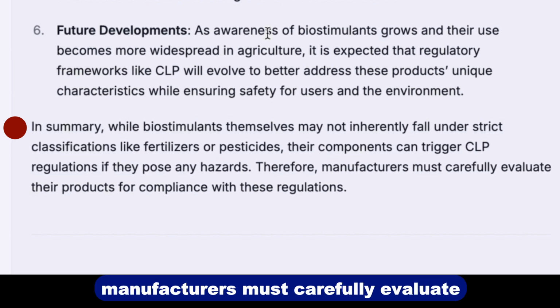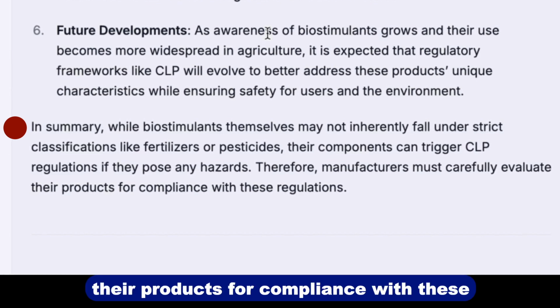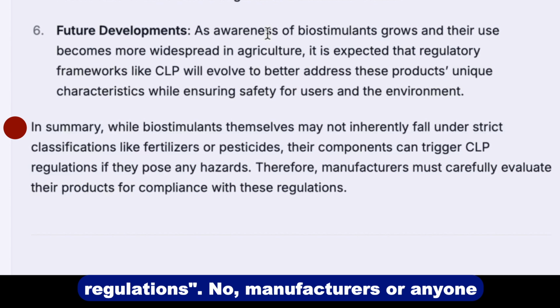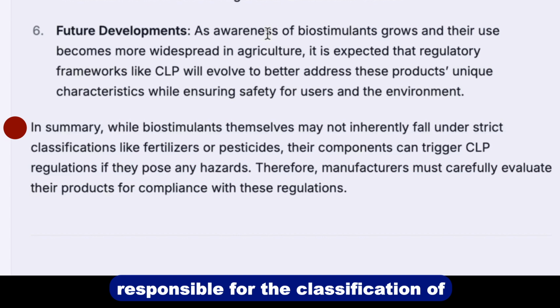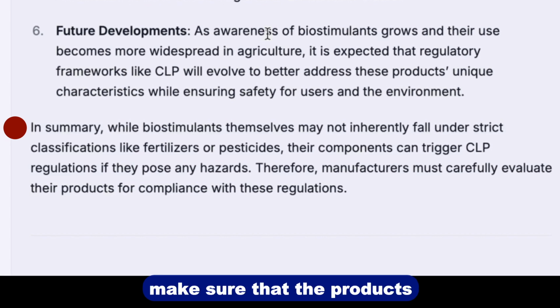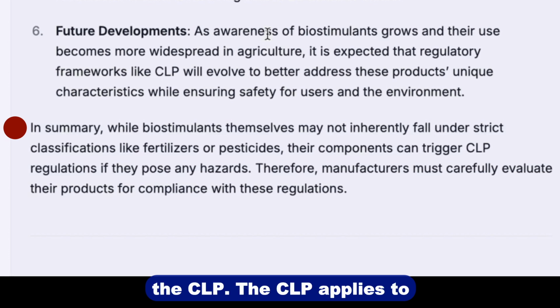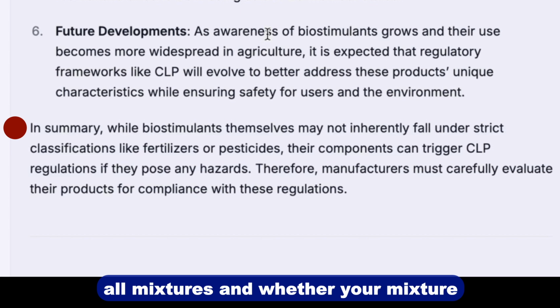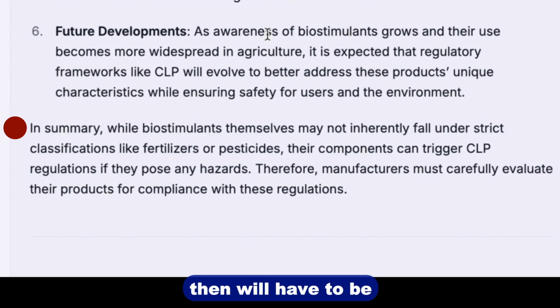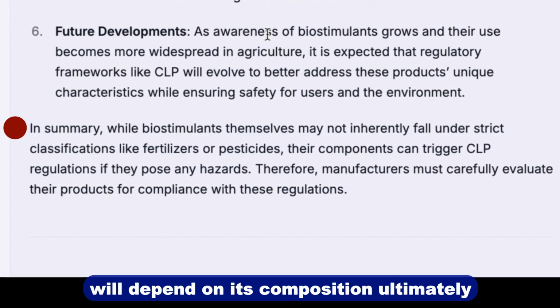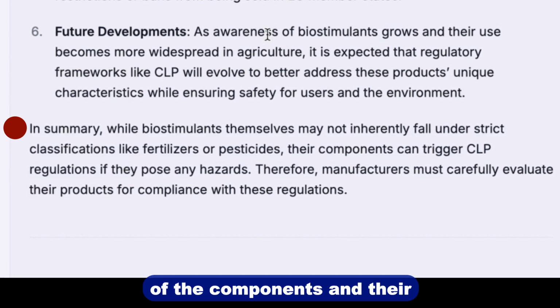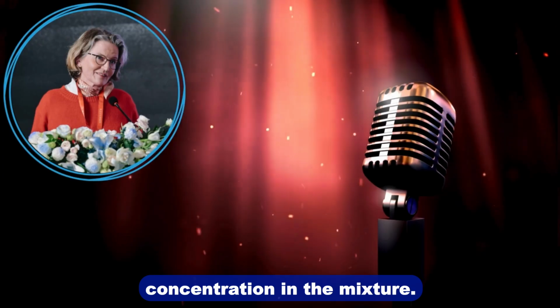Therefore, manufacturers must carefully evaluate their products for compliance with these regulations. No, manufacturers or anyone responsible for the classification of their products must always make sure that the products they place on the market have been correctly classified under the CLP. The CLP applies to all mixtures, and whether your mixture will have to be classified under the CLP will depend on its composition, ultimately, on the components and their concentration in the mixture.